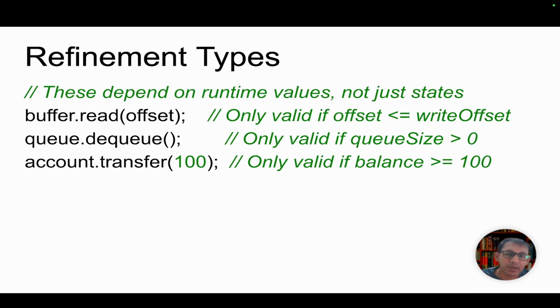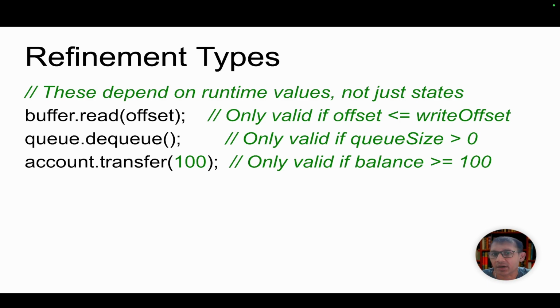Refinement types address a fundamental limitation of the previous three techniques. The previous three techniques only track which methods have been called, not the values that were passed to those methods. Sometimes protocol correctness depends on the actual data values, not just the sequence of operations.